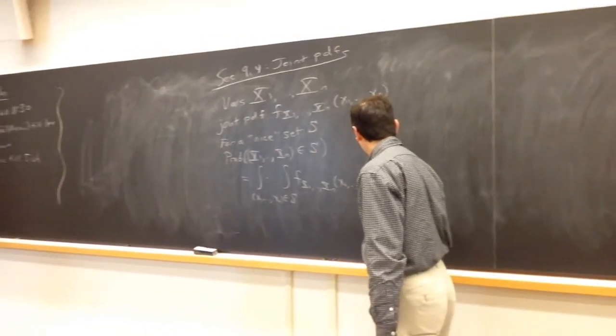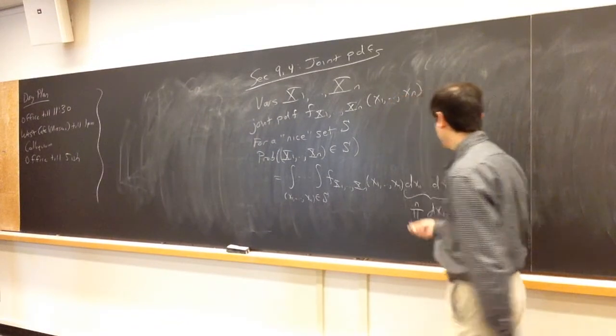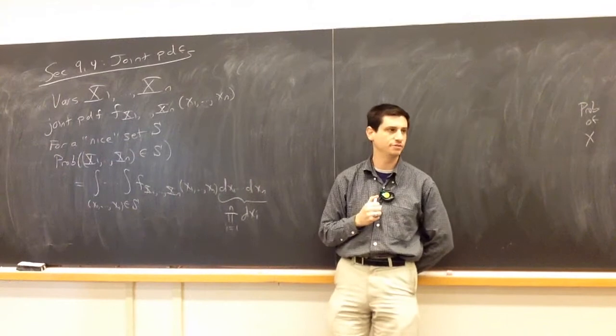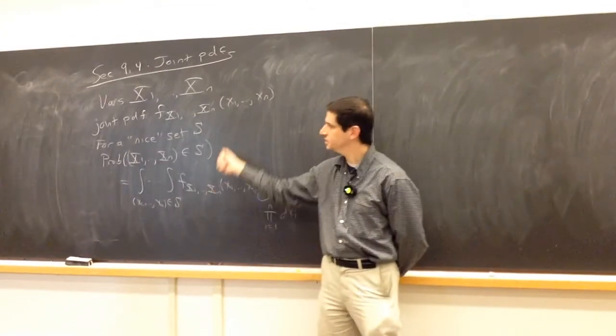This suggests the need for good notation. People will often write the product from i equals 1 to n of dxi to denote the product of all the stuff over there. All right, so this is the joint probability density function.